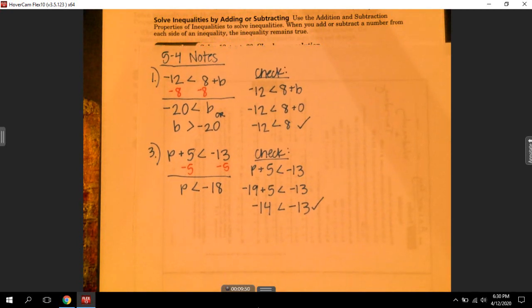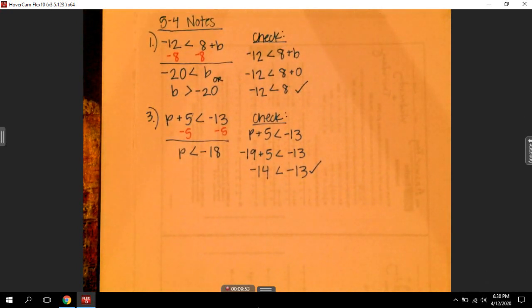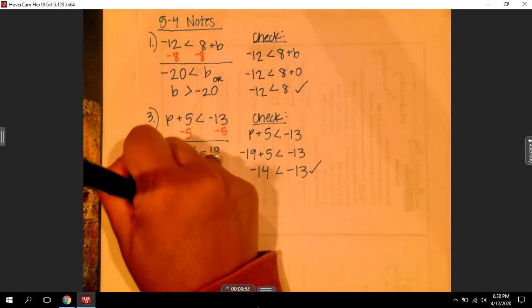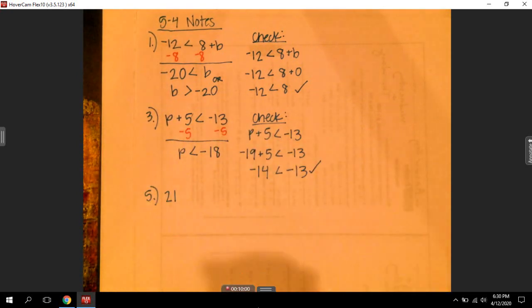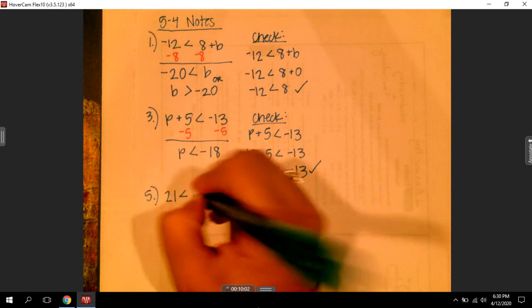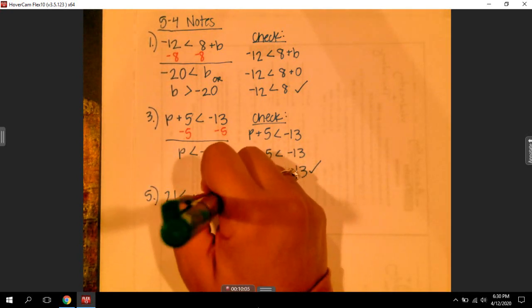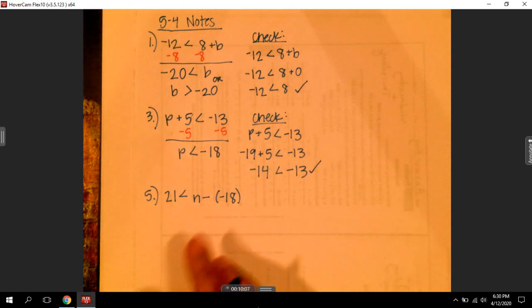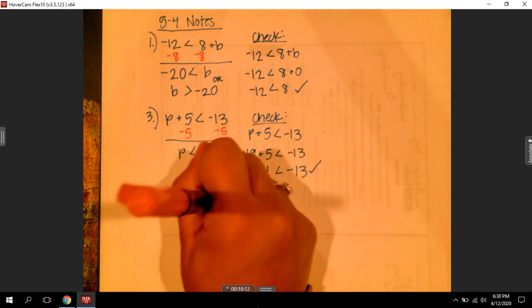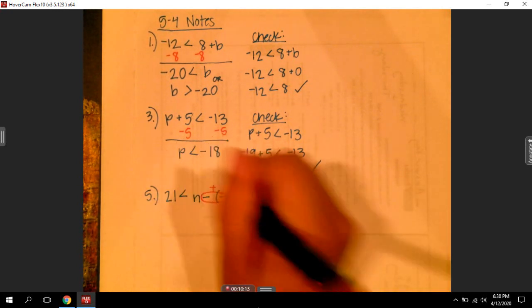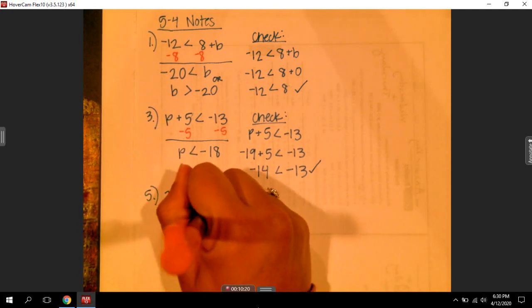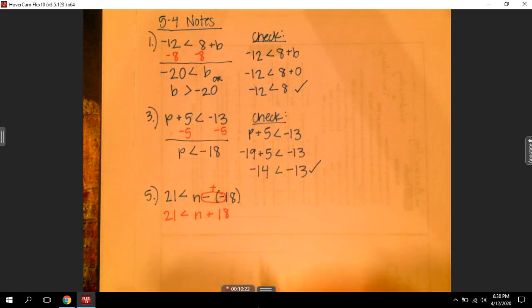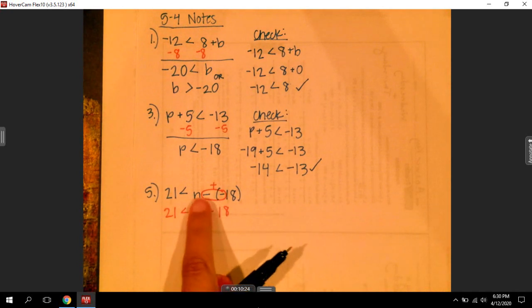All right, number 5. I've got 21 is less than n minus negative 18. Okay, what do we know about this minus a negative number right here? Remember that two negatives right next to each other make a positive, so this is really 21 is less than n plus 18. So that's really what that inequality is reading.